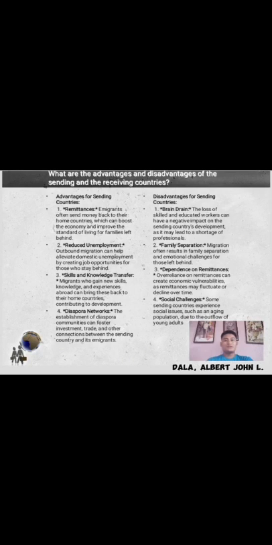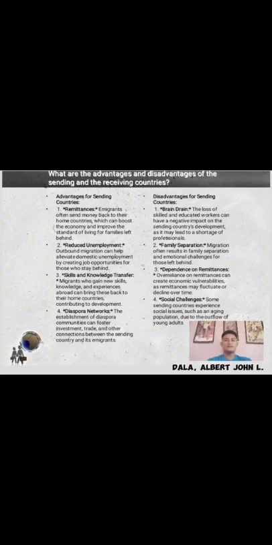Disadvantages for sending countries. First is brain drain. The loss of skilled and educated workers can have a negative impact on the sending country's development as it may lead to a shortage of professionals. Second is family separation. Migration often results in family separation and emotional challenges for those left behind.